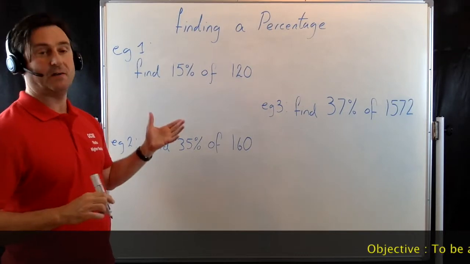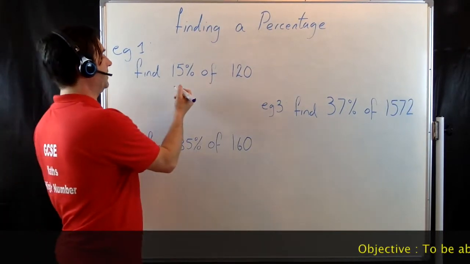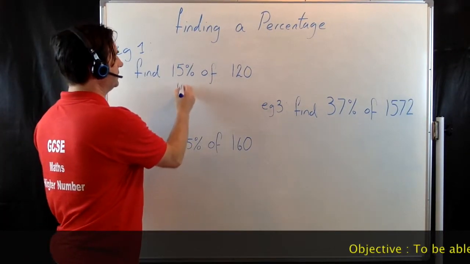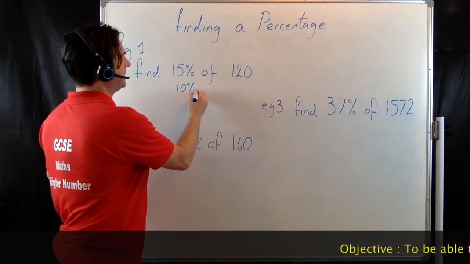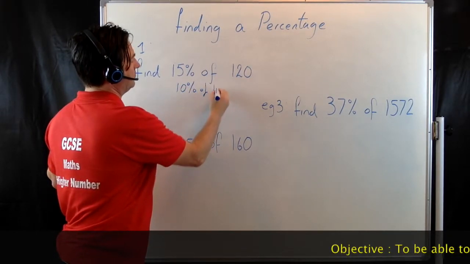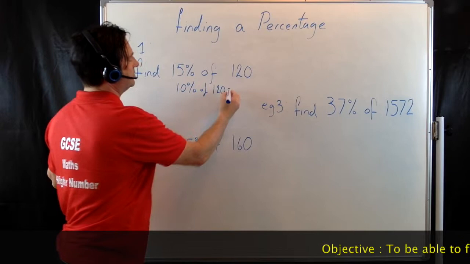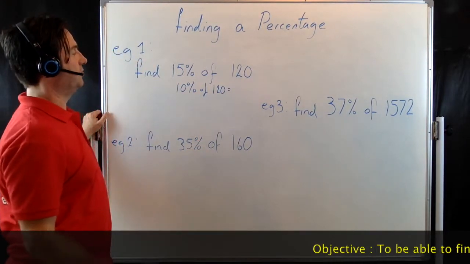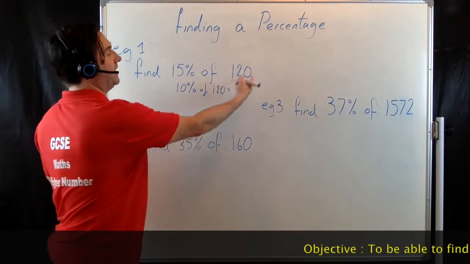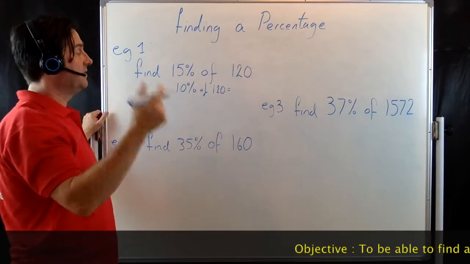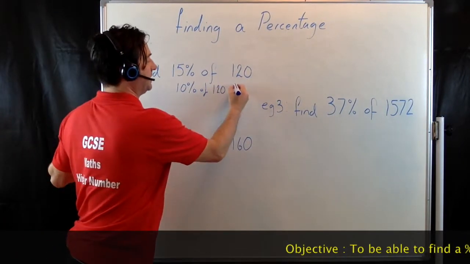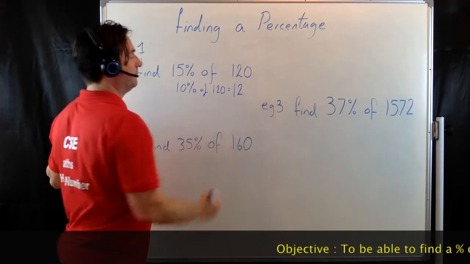We're going to split this up. So we're going to start off and I'm going to find 10% of 120 first. So I'm going to write down 10% of 120. Well, to find 10% is fairly straightforward. 10% is just dividing 120 by 10. So 120 divided by 10 gives me 12.